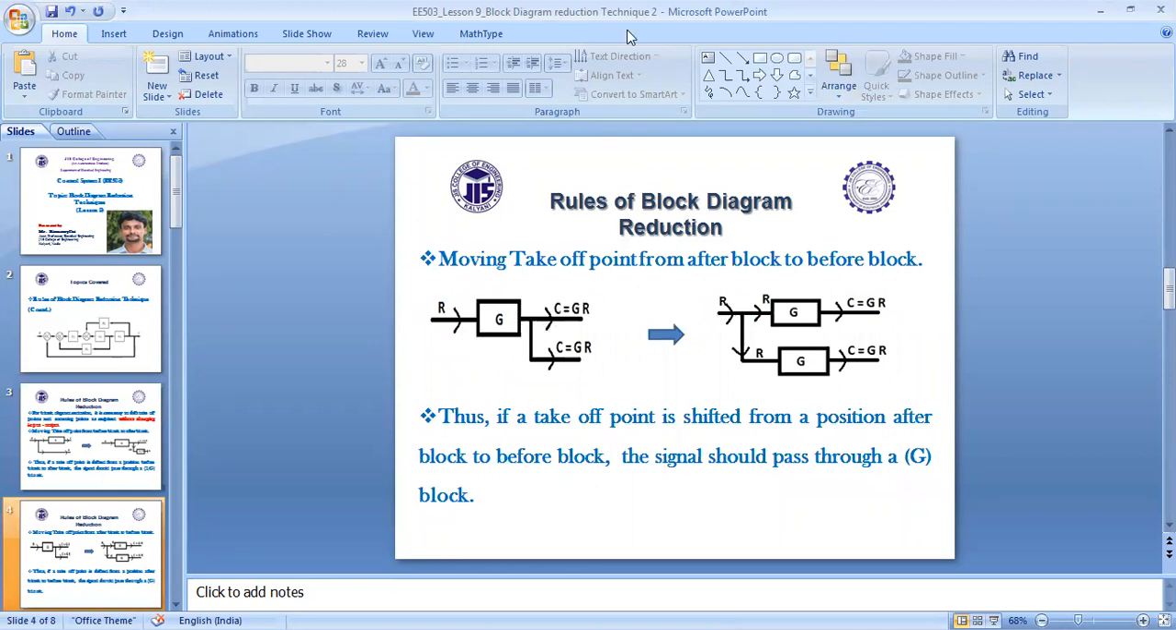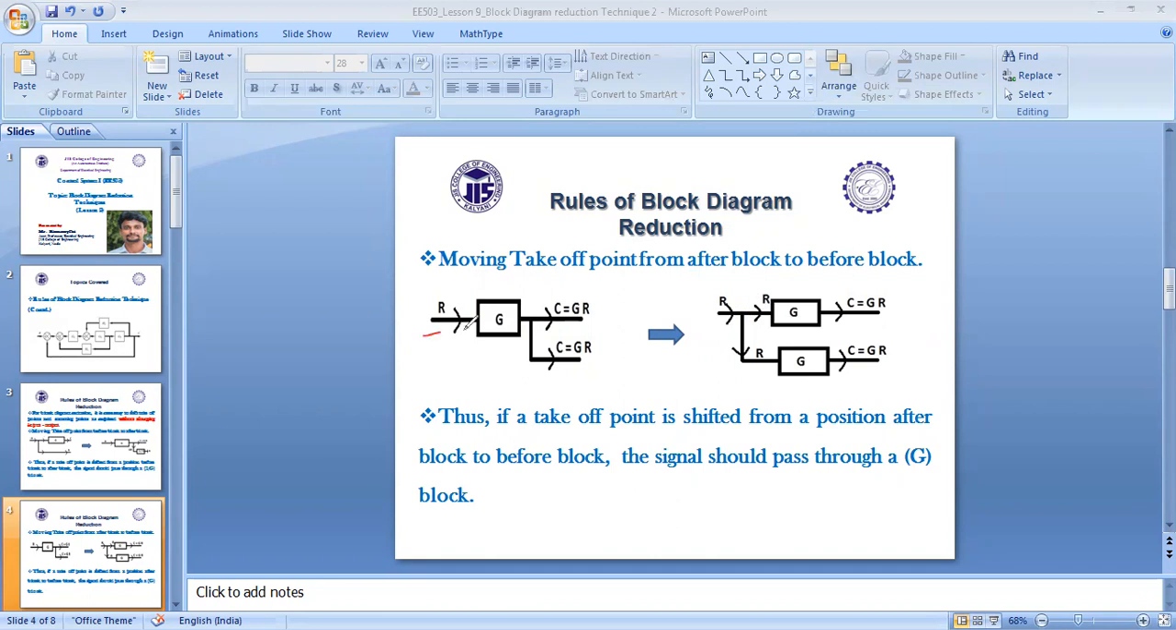See here, this takeoff point is placed initially after the block. Now if we want to move it before the block, what will happen? See here, it is moved before the block. So what will happen?